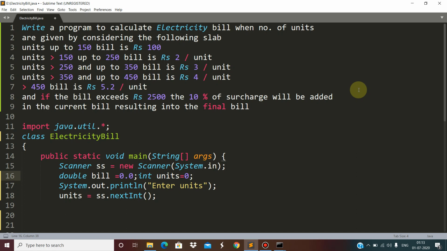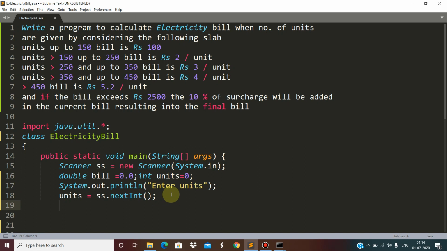One more thing, that if the bill amount exceeds rupees 2500, then 10% of surcharge will be added in the current bill, resulting into the final bill. So this is what we have to do. Here we have taken two variables. One is for the bill and another variable is for the units consumed. Now we have entered the units.